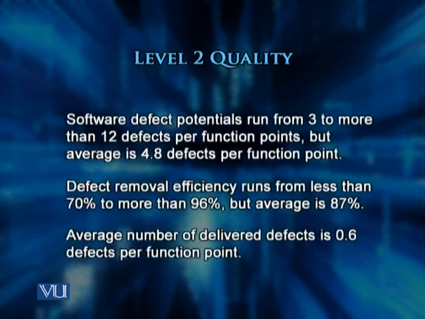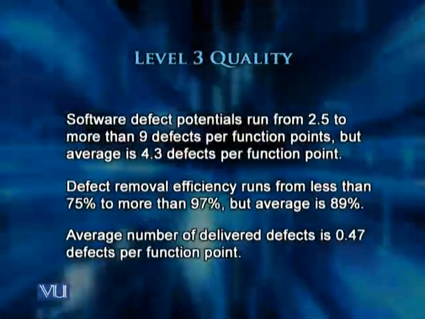If you talk about level 2 quality, the average defect removal efficiency improves from 85 to 87%, and the average number of defects delivered per function point reduces to 0.6. And so you can see that the quality of software products produced by level 2 organizations is better than the quality of products produced by organizations at level 1. And this trend follows on to level 3 and onwards. At level 3, the average defect removal efficiency is 89%. Again, here is an improvement. And the average number of delivered defects is 0.47 defects per function point, and that's a drop from 0.6 at level 2.